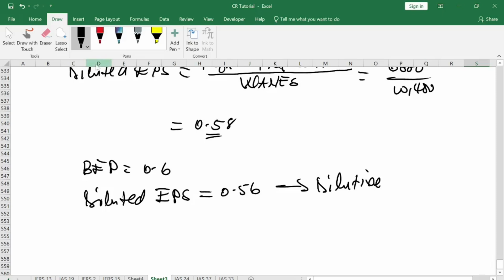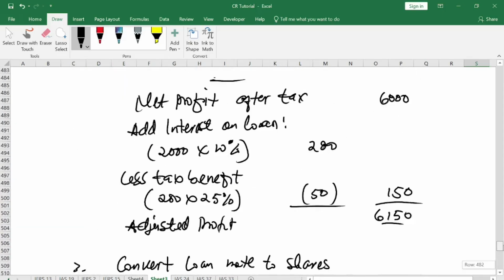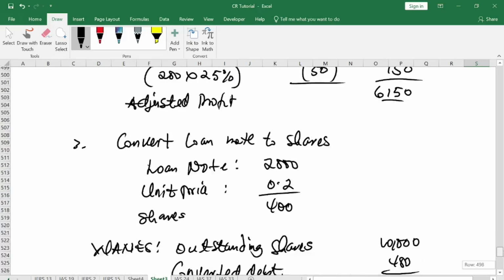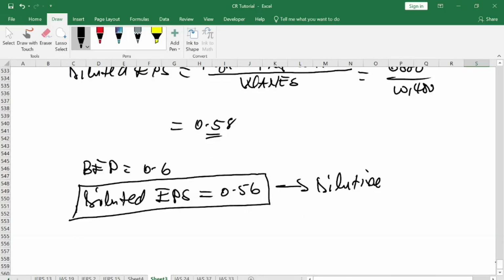If it is dilutive, then when they are preparing the financial statements, this is what will be presented in the financials. So that is it for explanation 2, and then the workable example on convertible loan note.